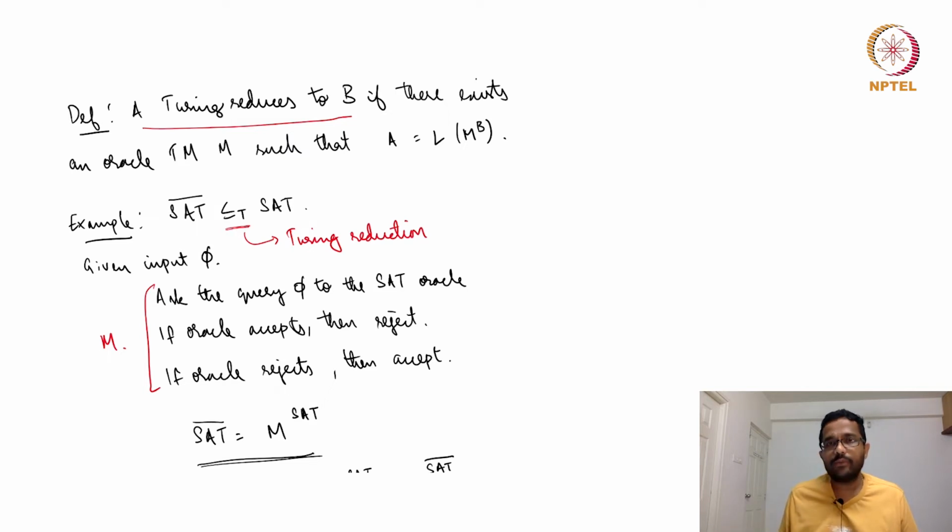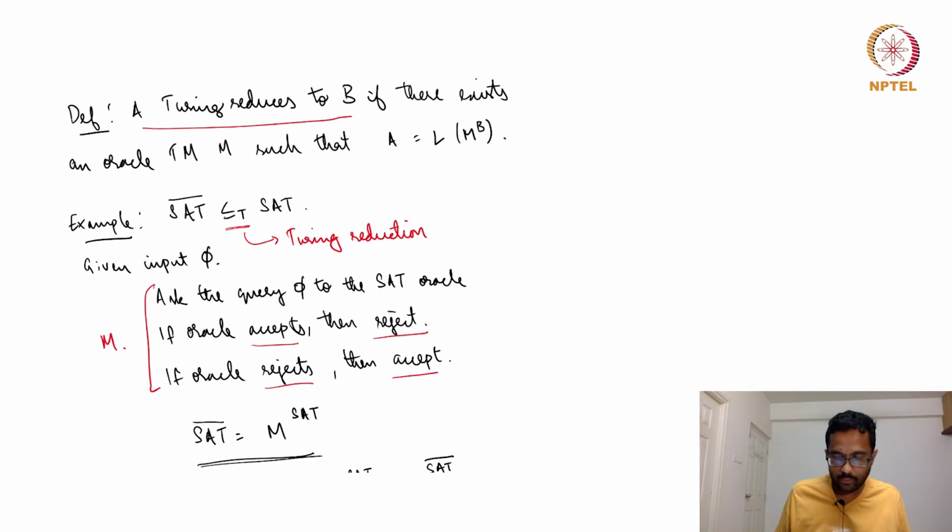So basically all that we do is we ask phi to the SAT oracle. If the SAT oracle says that it is a yes instance, you answer no, and if the SAT oracle says it's a no instance, you answer yes. Which is what is written here. If the SAT oracle accepts, you reject, and if it rejects, you accept. So basically you flip the output of the SAT oracle. So you start with an input, write down the input in the query tape, ask the SAT oracle one query and flip the output.